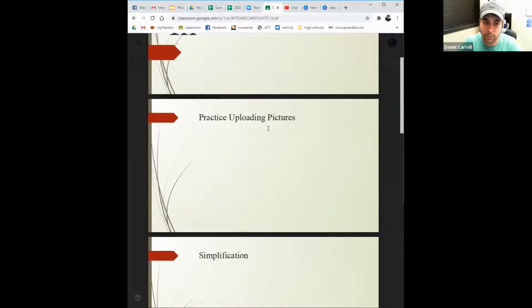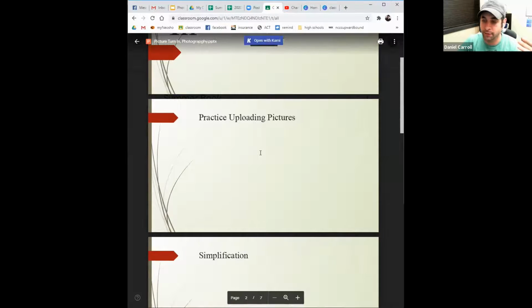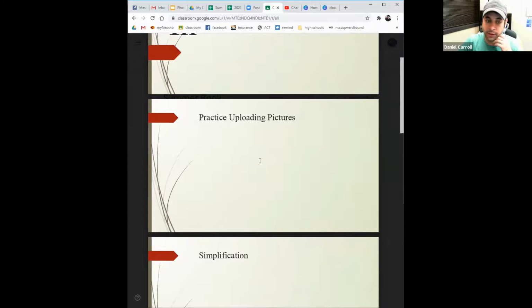And then if you want to practice uploading pictures, absolutely go ahead and do that today. It'd be a good idea to just get any pictures that you already have on your phone. You can practice uploading them to Google Drive and then adding them to your slideshow here.